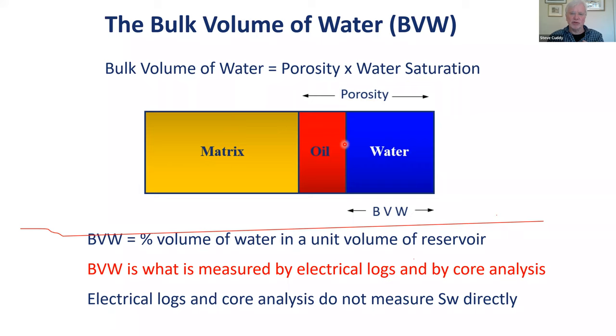BVW is what is measured by the logs. The resistivity log measures the conductivity of the water, depending on its salinity. It doesn't measure water saturation. In core analysis, we do not measure water saturation. We measure the amount of water displaced from the core at different pressures. If you want SW, you have got to divide by the porosity. So BVW is a basic measurement.